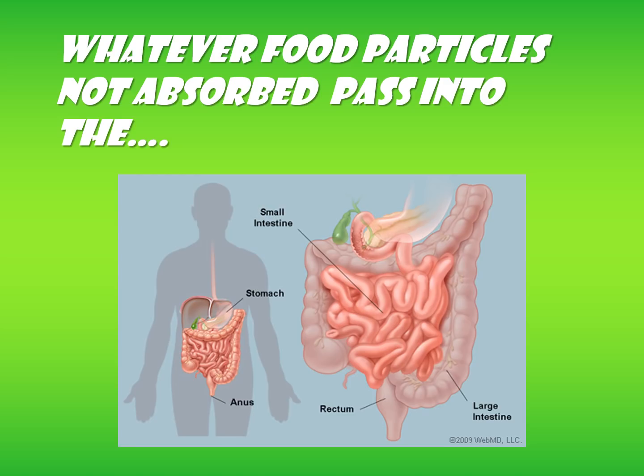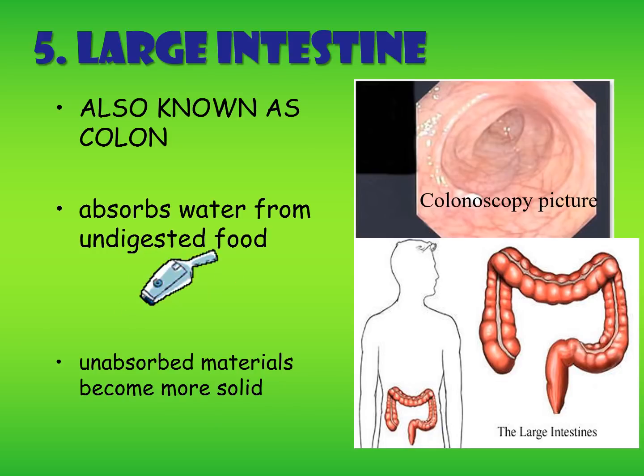So, at this point, we've so far just talked about the small intestine and some of these other organs food passes through. At this point, whatever food has not been absorbed by the small intestine is now going to pass into the large intestine. The large intestine is also known as your colon. Here's a picture from a colonoscopy. We all have that to look forward to.